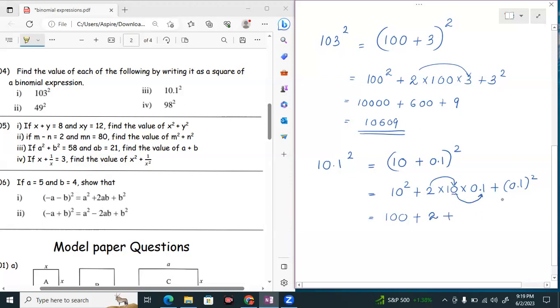0.1 squared, that means 0.1 times 0.1 means 0.01. 100 add 2 add 0.01. Then the answer is 102.01. Raise your hand if you have got this answer.